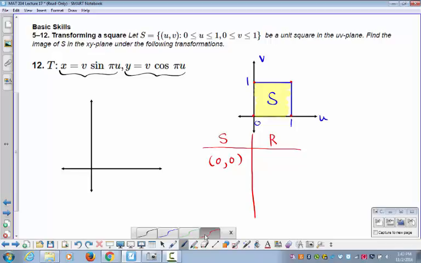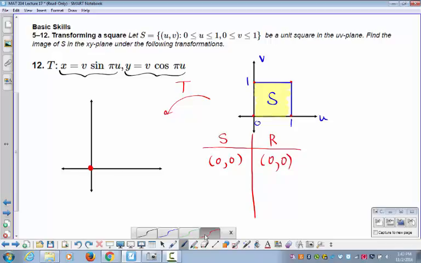So we come up here, we're plugging in 0 for U, 0 for V, and sine of 0 times 0, it doesn't really matter what sine of 0 is because we're multiplying by 0. So x is 0. Plug in 0, 0 here, cosine of 0 is 1. That doesn't really matter because we multiply by 0. All right, so the origin is being mapped to the origin through T. So T is this transformation that's taking us from the S region over to the R region. So the origin gets mapped to the origin.